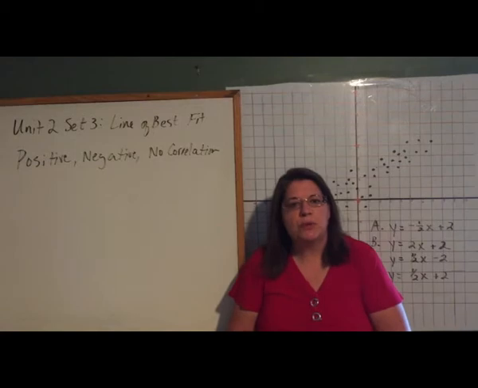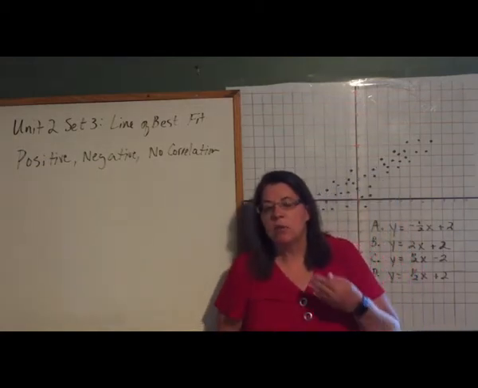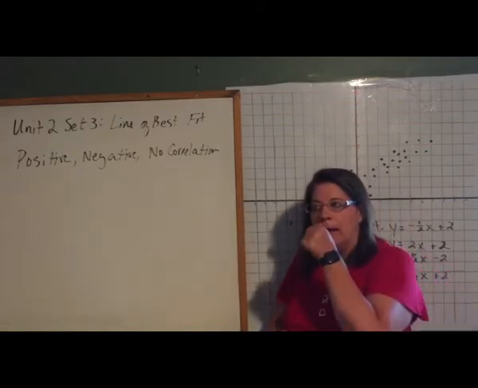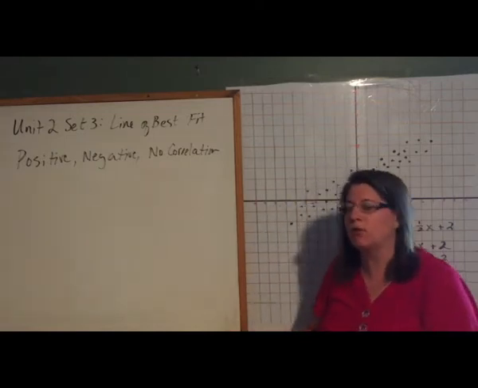This is Unit 2, Lesson 3. We're going to talk about line of best fit. And when we talk about line of best fit, we also need to talk about scatter plots and how they work. We need to talk about positive, negative, and no correlation. So let's do that first.